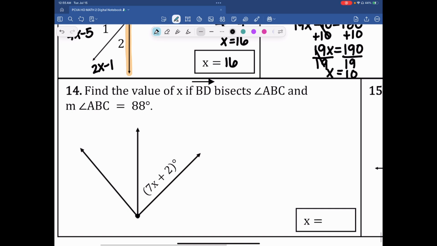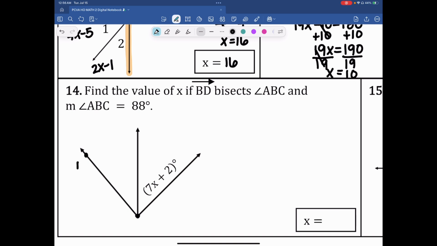All right, so for number 14, it says find the value of x if BD bisects angle ABC and the measure of angle ABC is 88. So I think there's some labels missing here. So when we label angles, we normally try to label the one side to the vertex to the other side.